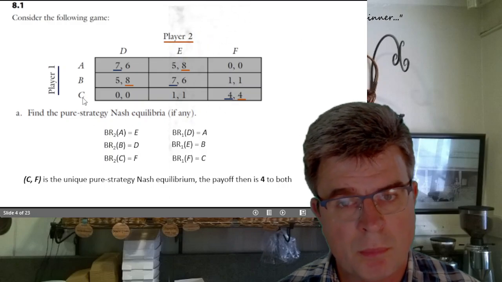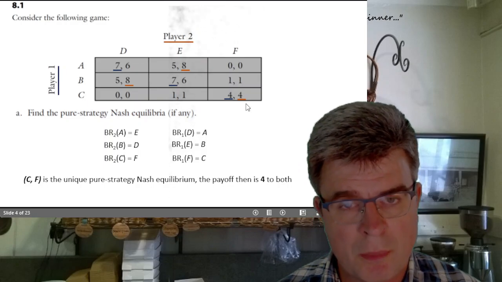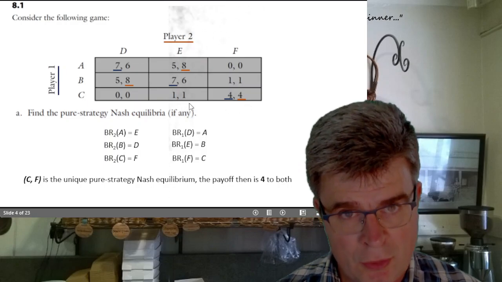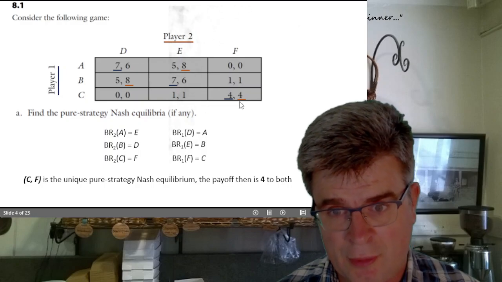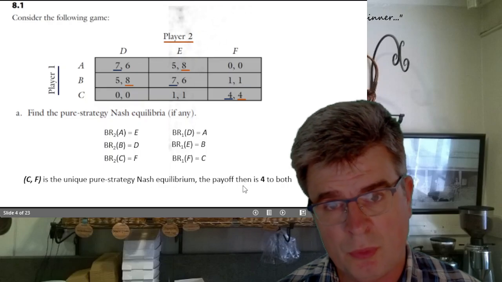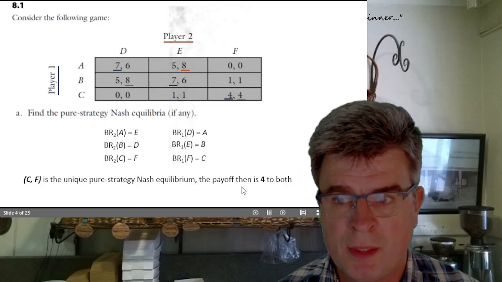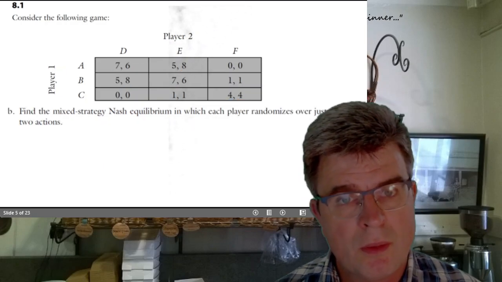Given that player 1 plays C, player 2 is not better off by deviating to a different action than action F. Now, in this case, the payoff to both players is equal to 4. And this completes question A. In question B, we step it up.